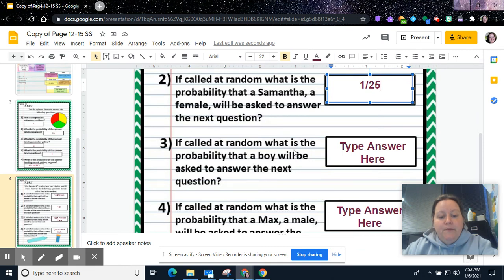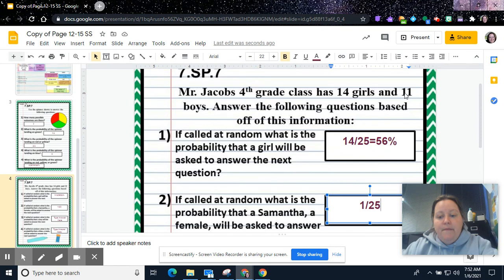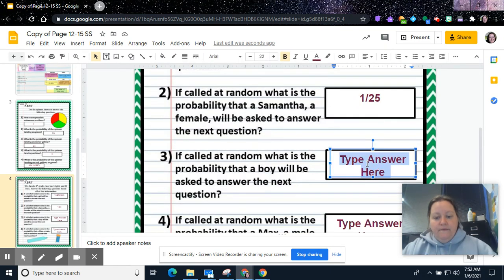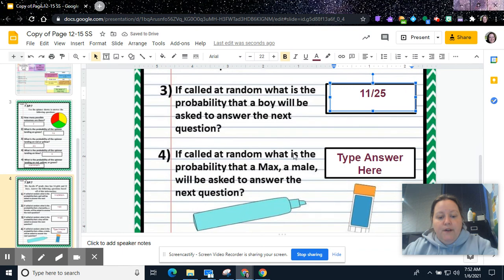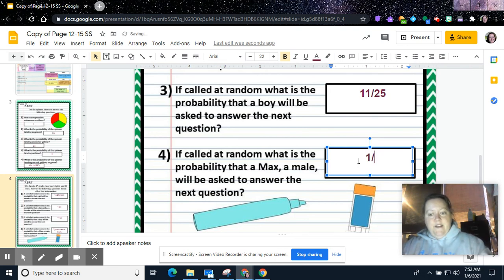If called at random, what's the probability that a boy would be asked the next question? So up here, how many give you what you want? That's 11. And then there are 25 students total. And then if called at random, what is the probability that Max, a male, will answer the next question? Again, there is only 1 Max in the class as far as we know, so it'd be 1 out of 25.